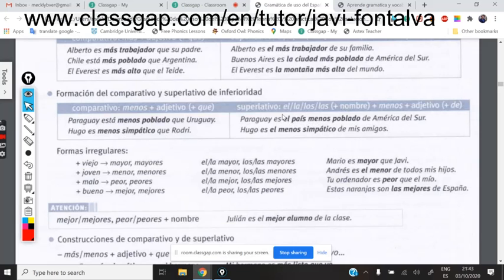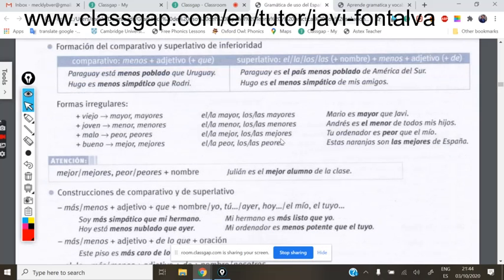Totally different from English. So, we always place the noun before the adjective. So el is the article, país is the noun, the country, then menos, then poblado. So that's the adjective. Hugo es el menos simpático de mis amigos. Then his friends. In this case, I just remove the noun because we understand I mean a friend. So, the least nice friend. Or the least nice directly.